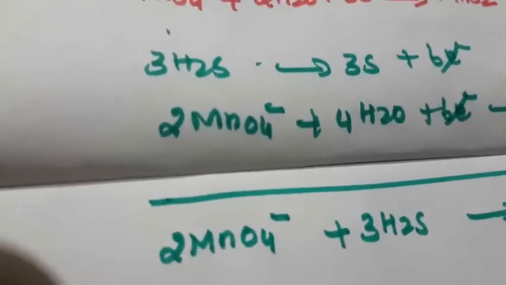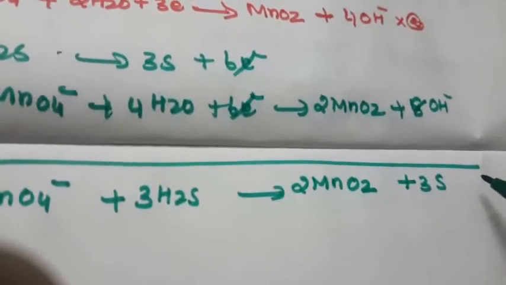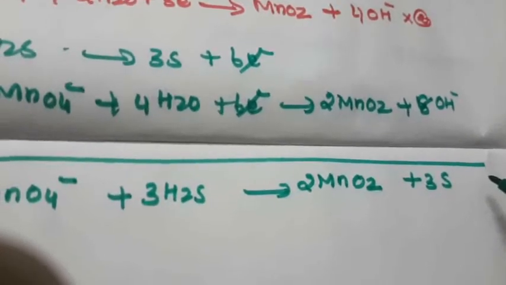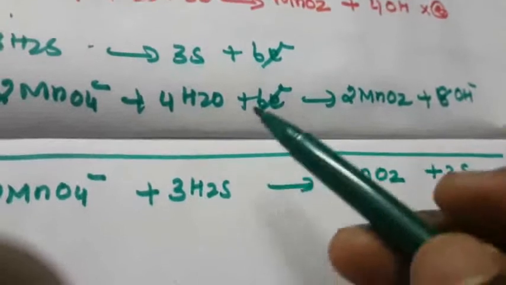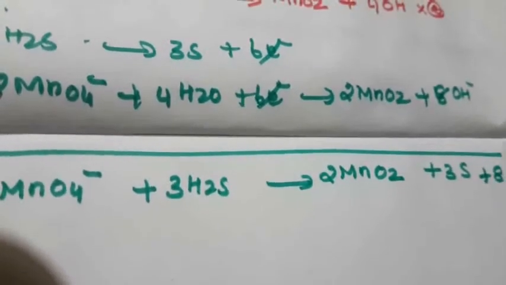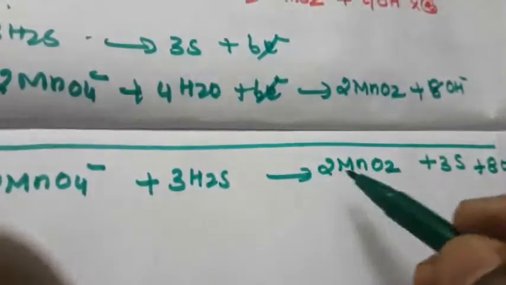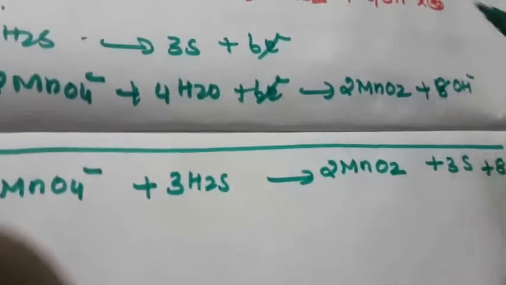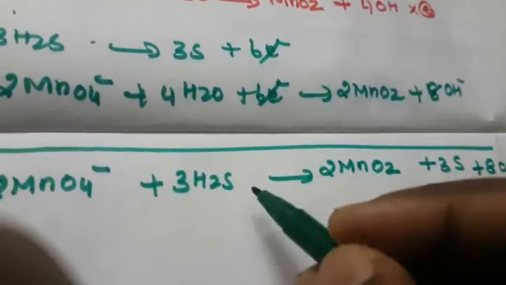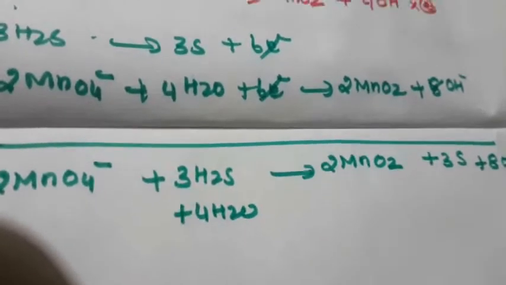How many sulfur? That is 3 sulfur. Then here that is also 3 sulfur, then 8 OH minus. How many water molecules are there? So here 4 water molecules on that side are adding. So here that is the 4 water molecules plus 4H2O. Okay, so this is that equation.